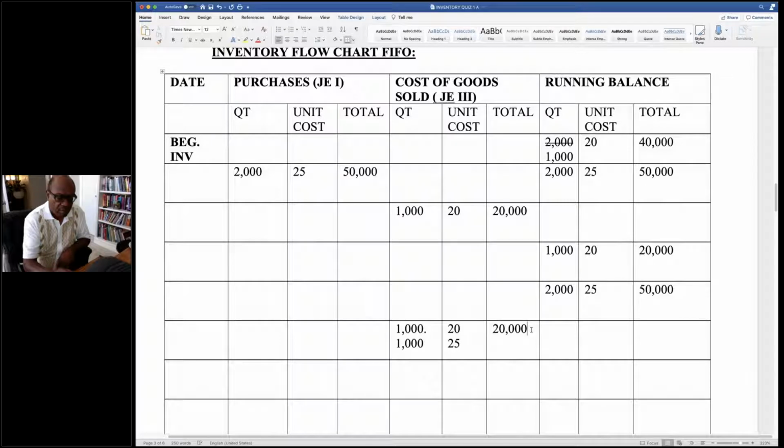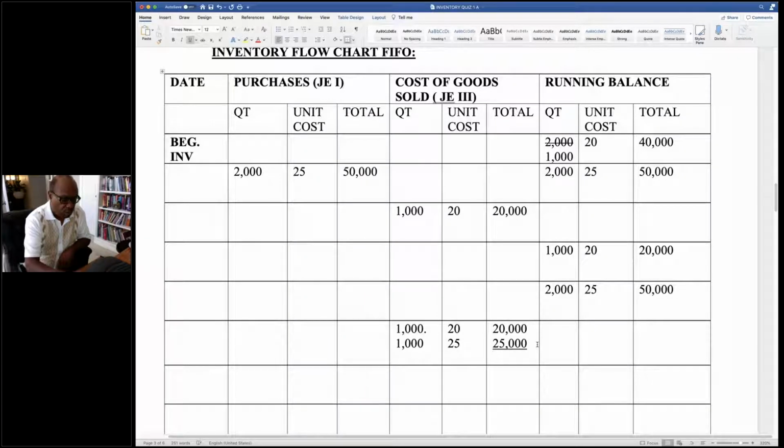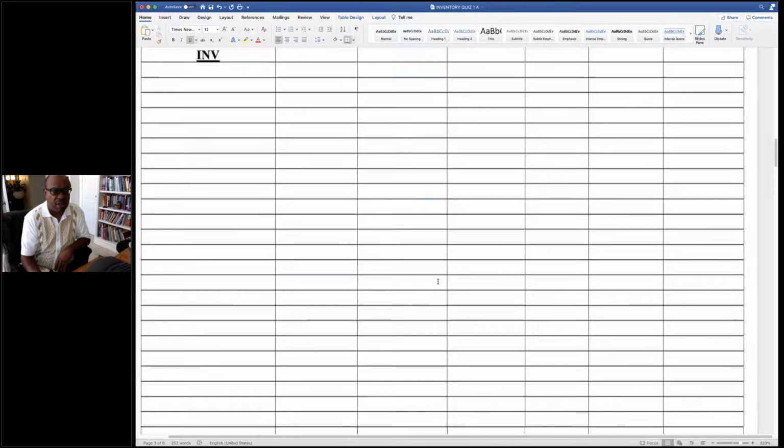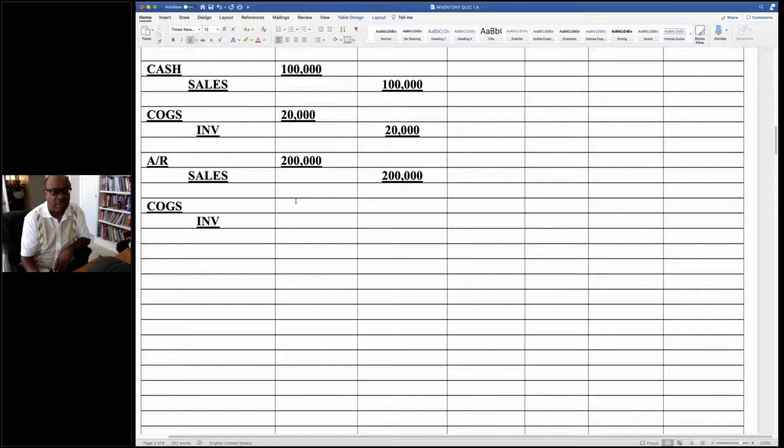And it's going to be 25,000. So this all together is 45,000. Yes. So we have determined what goes in the journal entry, correct? 45. Yes, 45,000.